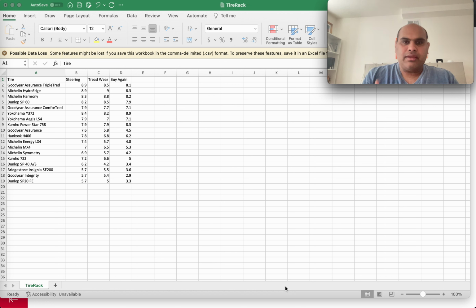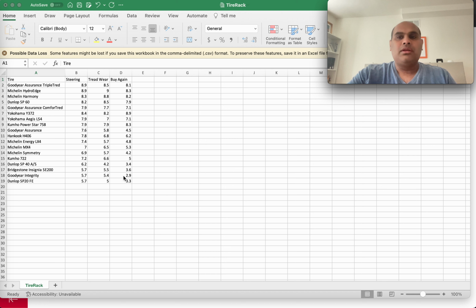Tire Rack, the company, asks customers who use different types of tires whether they'd buy the tire again after using the tire for a while. They gathered the ratings on a scale of 0 to 10, and this is the rating that they got: for the Goodyear Assurance Triple Tread, it was 8.1, all the way to the Dunlop SP20 FE, it was 3.3. People here are probably not going to buy that particular tire.